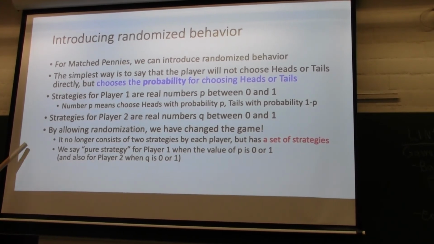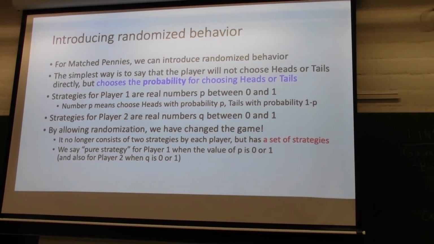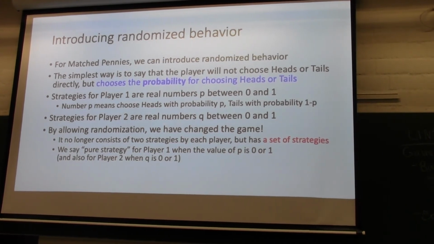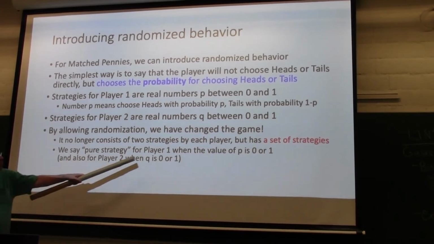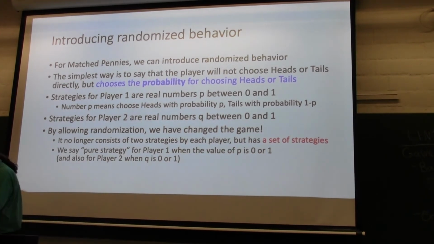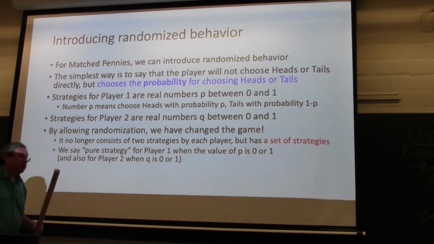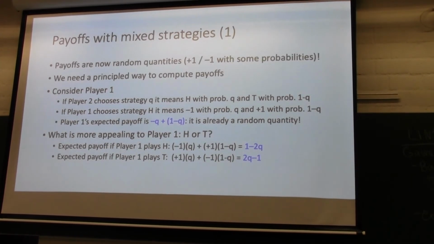Now the game is already different. There's not just 2 possible moves in this game. There's actually an infinite number of possible moves. Each number is a different strategy. And so how do we solve that? It's very interesting. We say pure strategy when it's 0 or 1. So before we always did exactly heads or exactly tails. So this is more general. You can also do that, 0 or 1, but you can now do random. So how do you pick P or Q?